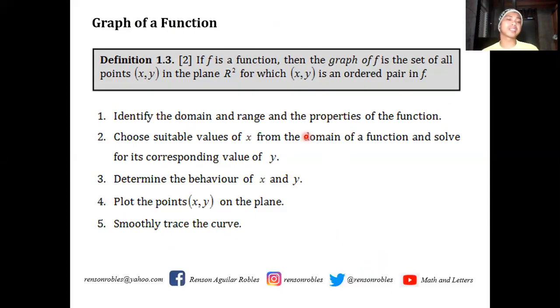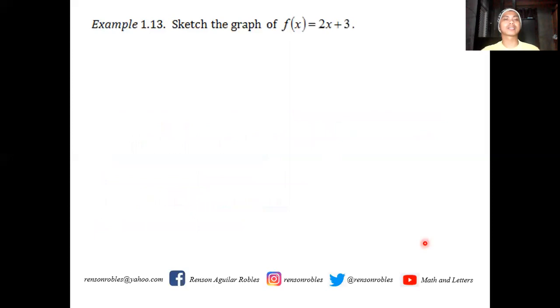The first one is you identify the domain and range and the properties of the function. The second one is to choose suitable values of x from the domain of the function and solve for its corresponding value of y. Third, determine the behavior of x and y. Fourth, plot the points (x, y) on the plane. And fifth, smoothly trace the curve. Okay, let's try some examples.